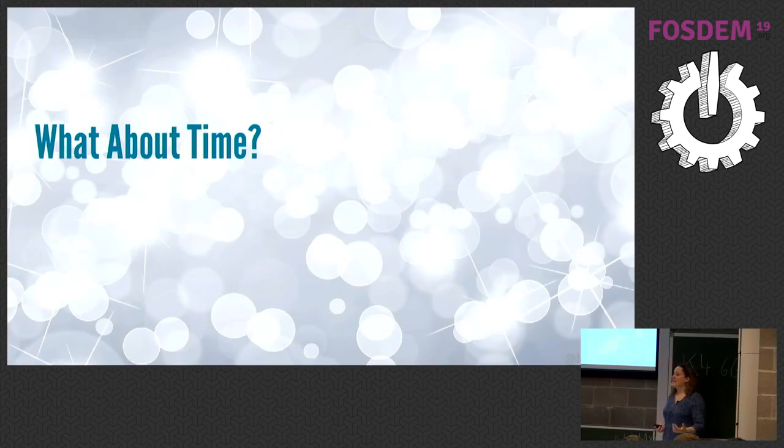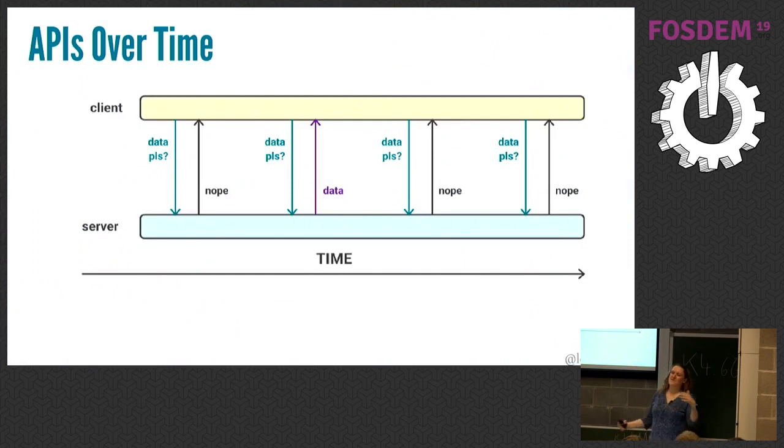Like most good ideas in software, this is great until you consider what happens when you start doing that over and over again over time. So this is flipping the graph around completely to confuse everybody. Time is going left to right, but the client and server are now in different places. The client asks the server for some data, and there isn't any. The client asks the server for some data, and we do get some. The client asks the server for some data, and there isn't any, right? This is polling. This is all network chatter.